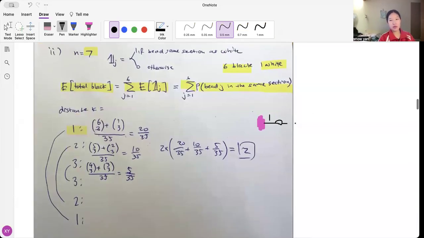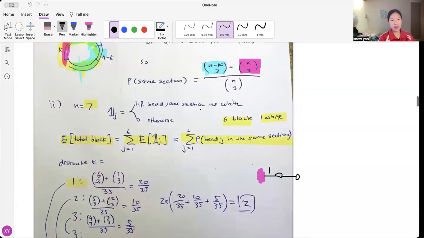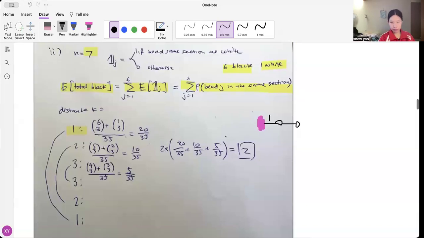And then the same goes for the next bead. The next black bead is 2 away, so I would just plug in 2 to that distance and I would get the same. The next would be 3, and then the next would be 4, and then 5, and then 6, right? It would just be 1, 2, 3, 4, 5, 6.